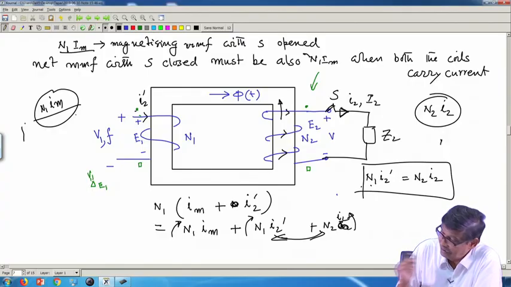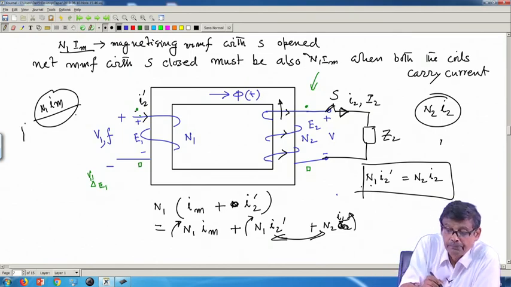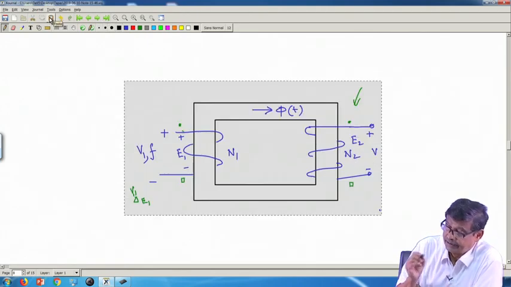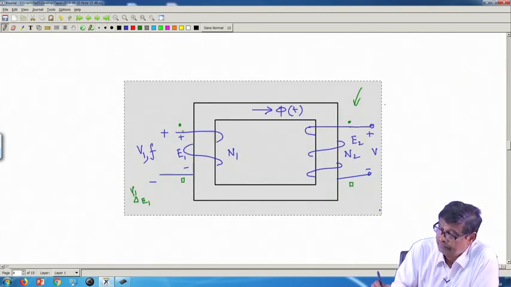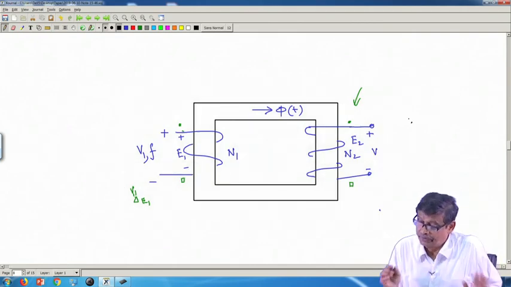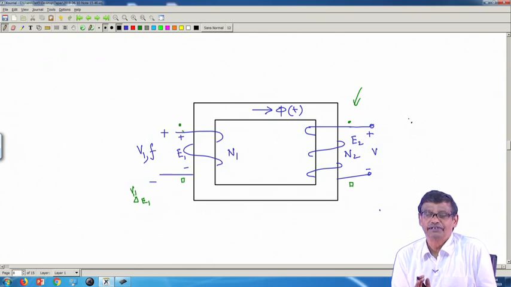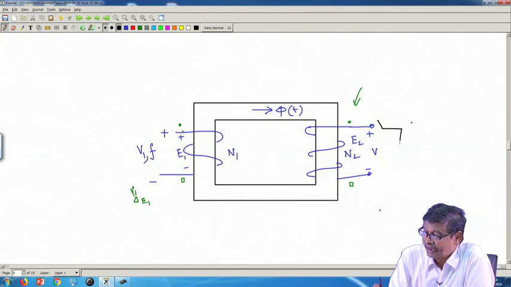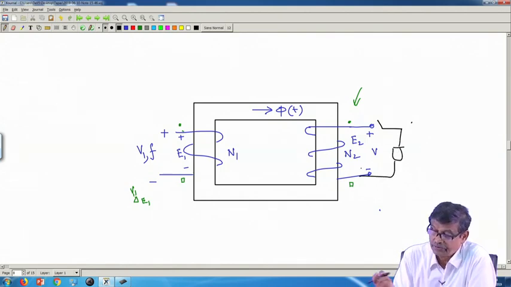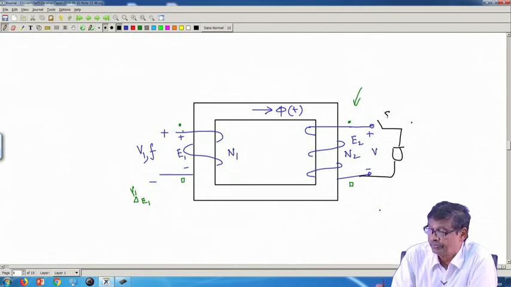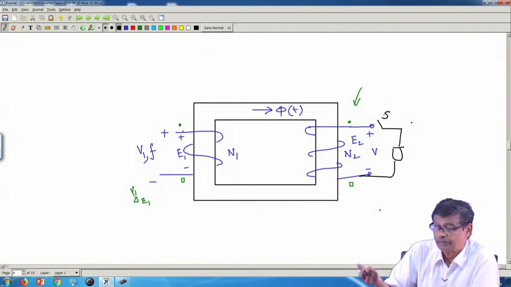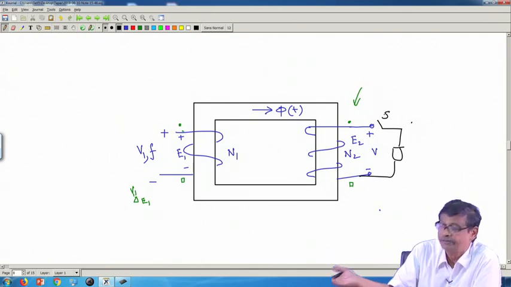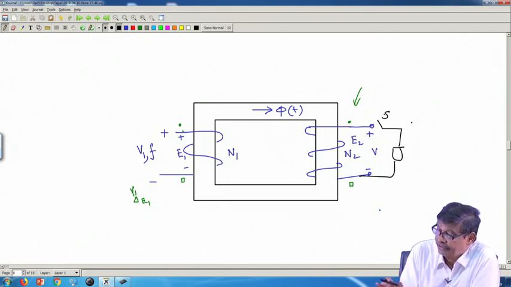So, what I am trying to tell, because this is so important a point in understanding the transformer, let me review this. There I connected a switch and a load, is it not? I am trying to understand what is going to happen when this switch is closed, because after all you cannot just step up or step down the voltage without connecting anything across the secondary. You have to deliver this power to some load. So, this is the thing.